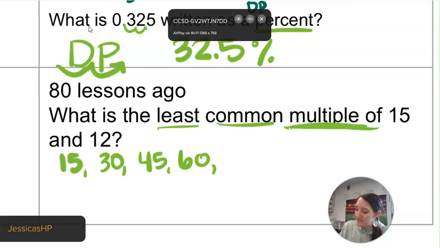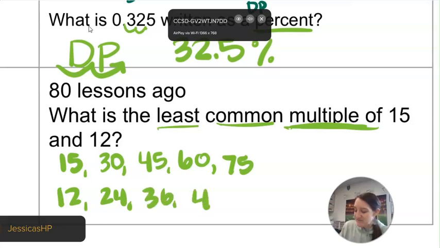Multiples of 12 are 12, 24. You can look at your multiplication chart for this, 36, 48, and 60. I'm going to stop because I want the smallest one that they have in common, which is 60. That is the least common multiple of 12 and 15. Booyah. Good work.